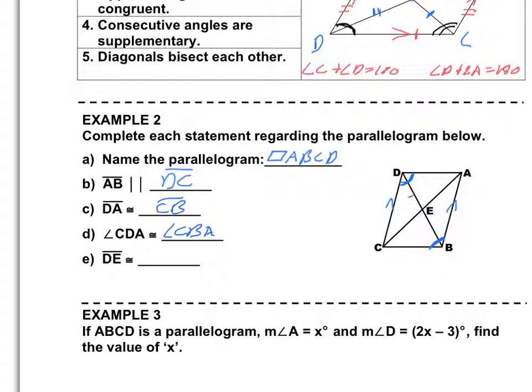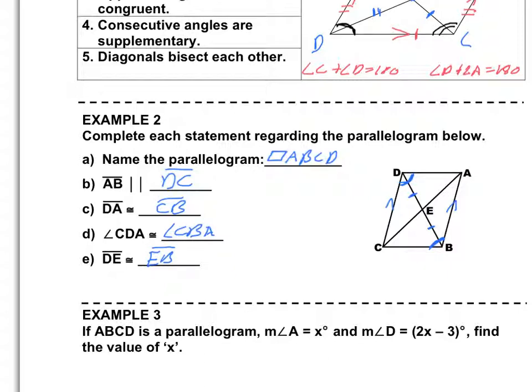And last but not least, letter E says segment DE is congruent to what? Well, DE is this part right here. The diagonals get cut in half, so that forces this EB right here to be congruent to it. EB. Alright, so if you can visualize a parallelogram or draw one down like this, you should be able to mark it up with all of its congruent parts, all of its parallel parts, and things like that.